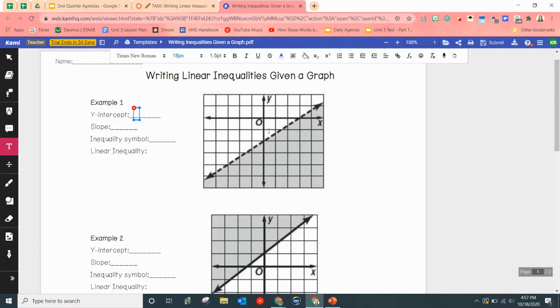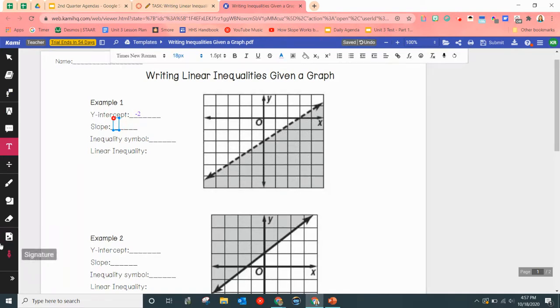So we look over here. Where is this crossing on our graph? Well, here's the origin. So 1, 2, down 2. So our y-intercept has to be -2. That's important. Okay, so now we need to figure out our slope.